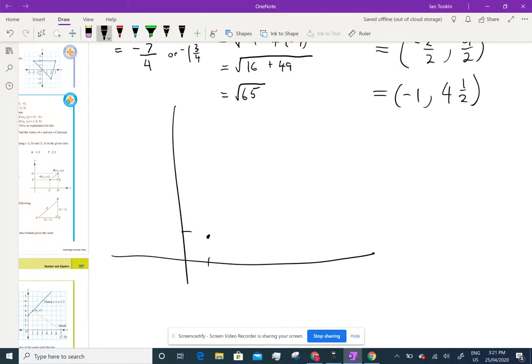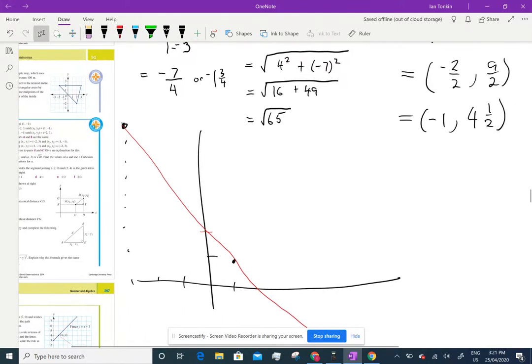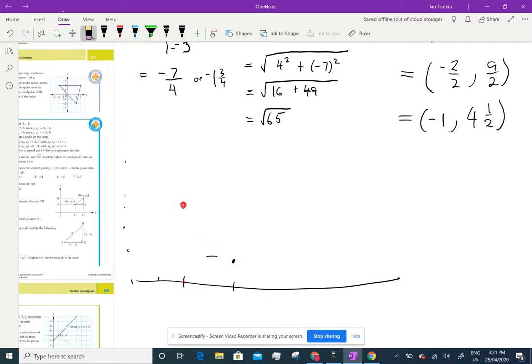There's 1, 1. And what's the other point? Negative 3 and 8. 1, 2, 3. And 1, 2, 3, 4, 5, 6, 7, 8. Somewhere around there. I'm not that fast. So it's a negative gradient. The y-intercept's going to be in there, but we don't need to worry about that. But the midpoint, negative 1 and 4.5, well, that makes sense, doesn't it? So it looks right if I'd drawn it right the first time.